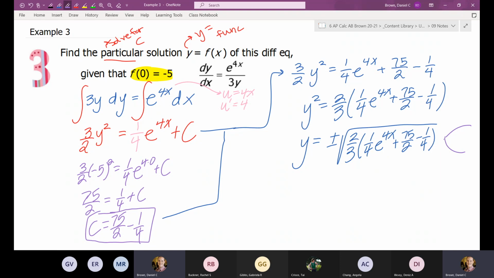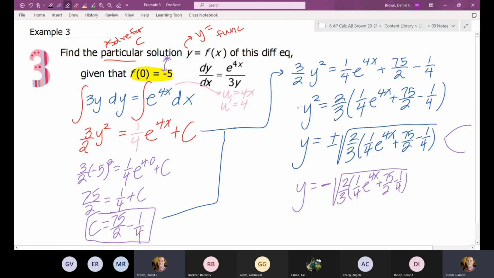What do we know the initial condition is equal to? -5. So the y has to be a negative. So which one are we going to pick? The minus. So your final answer would be the negative of this. And again, why is that? Like, we know that if we plug in 0 into this, we should get -5. And the only way that's going to happen is if you have a negative on the outside of the root.